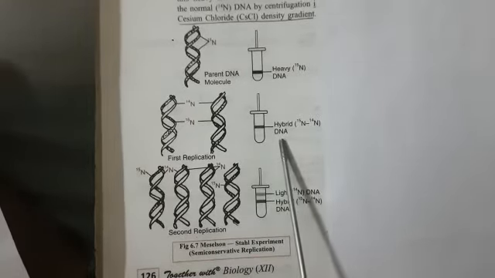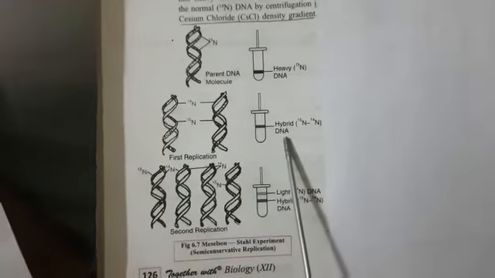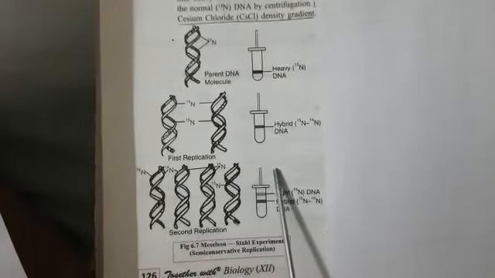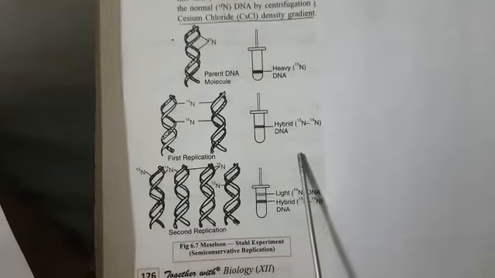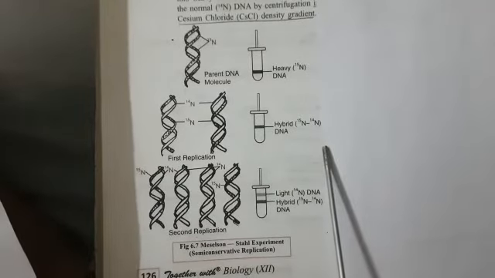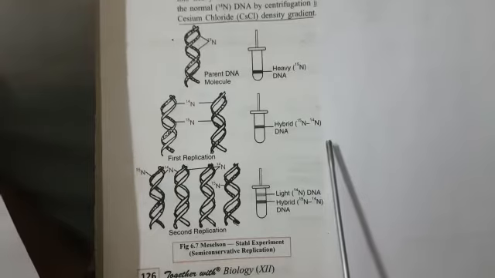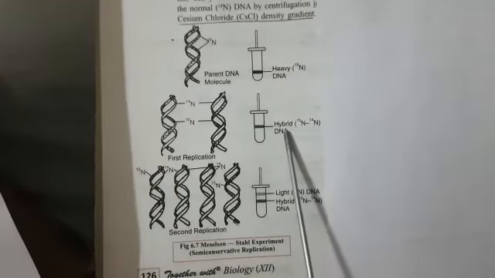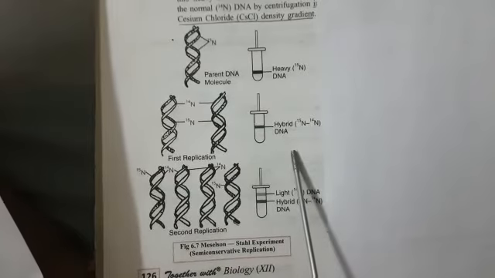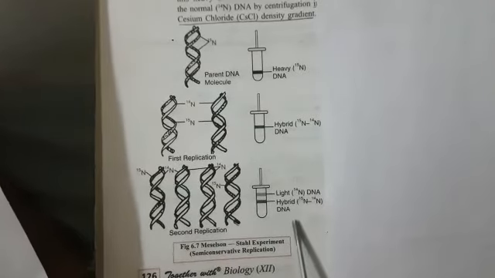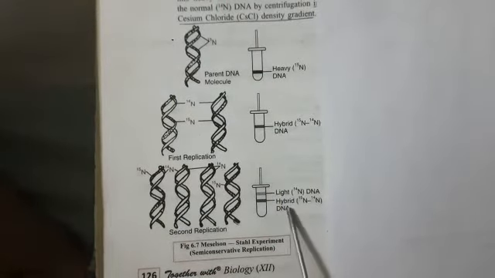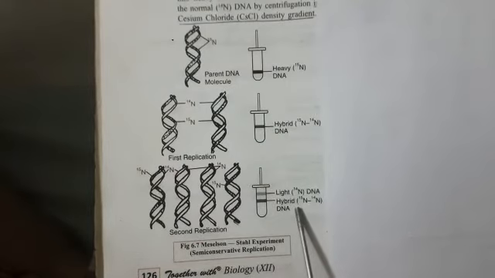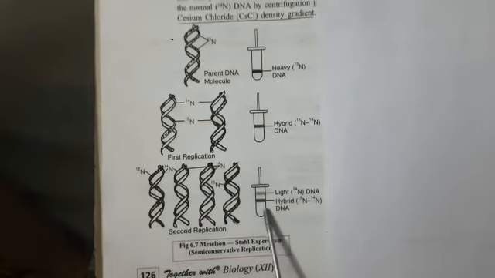The extracted DNAs were centrifuged and measured to get their densities. The DNA extracted from the culture after one generation of transfer from the 15N medium to 14N medium, that is after 20 minutes, as E. coli divides every 20 minutes, showed an intermediate hybrid density. The DNA extracted from culture after 2 generations, that is after 40 minutes, showed equal amounts of light DNA and hybrid DNA.